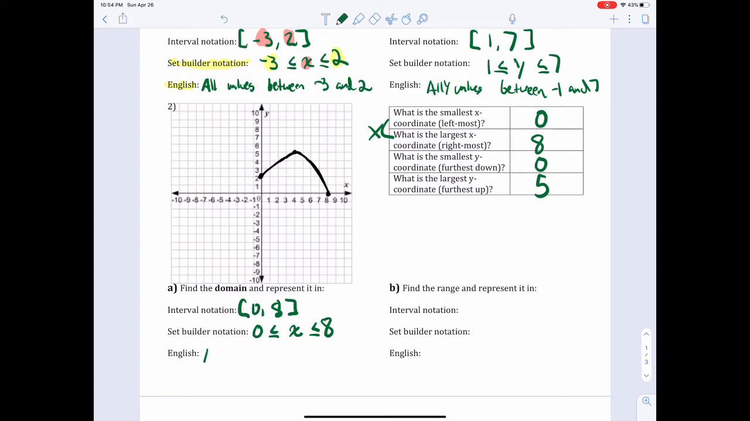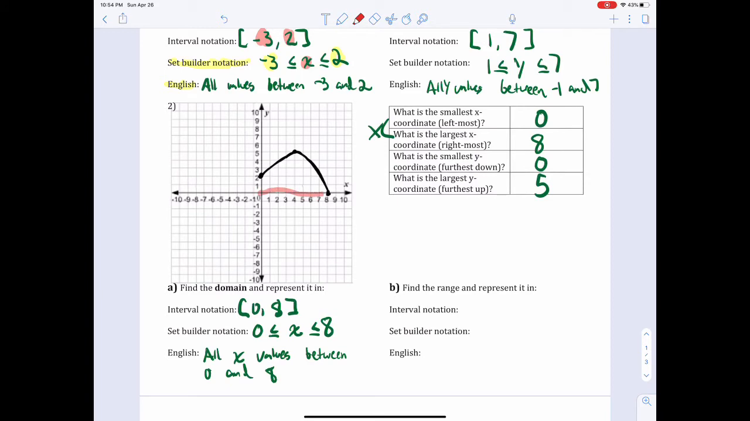In English, it's all x values between 0 and 8. So again, basically, if you take all these x values between 0 and 8, our graph is only going to lie in this region between 0 and 8. The range is going to be from 0 to 5. In set builder notation, it's going to be 0 less than or equal to y, because we're talking about the range, less than or equal to 5. And then in English, it's going to be all y values between 0 and 5.